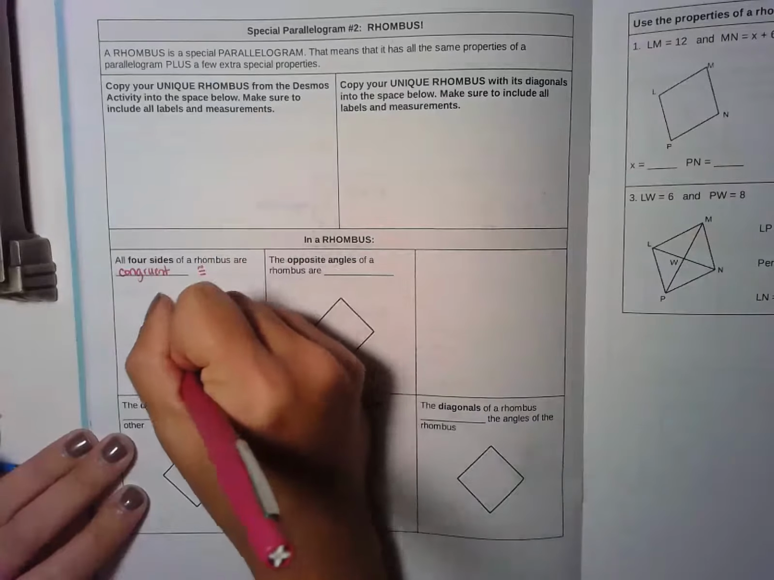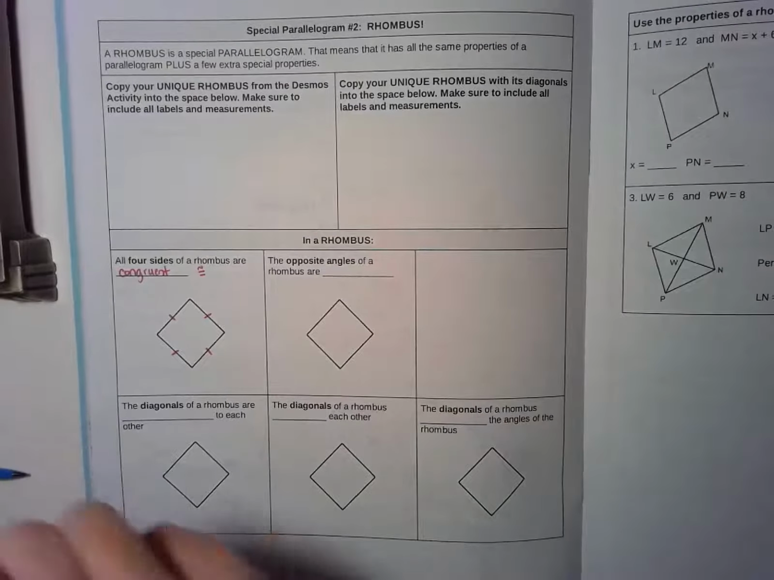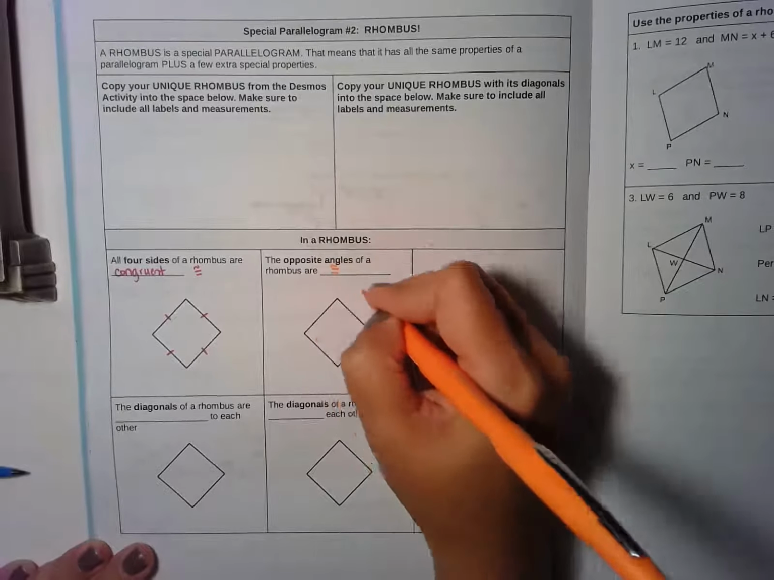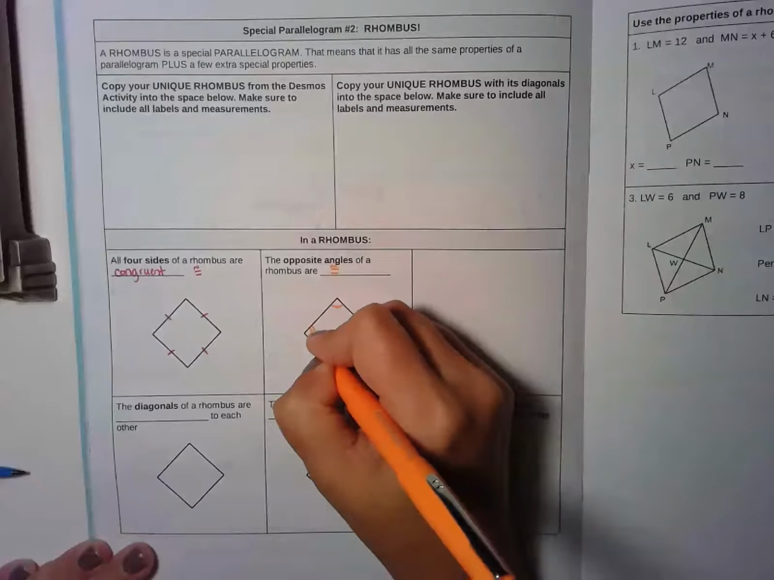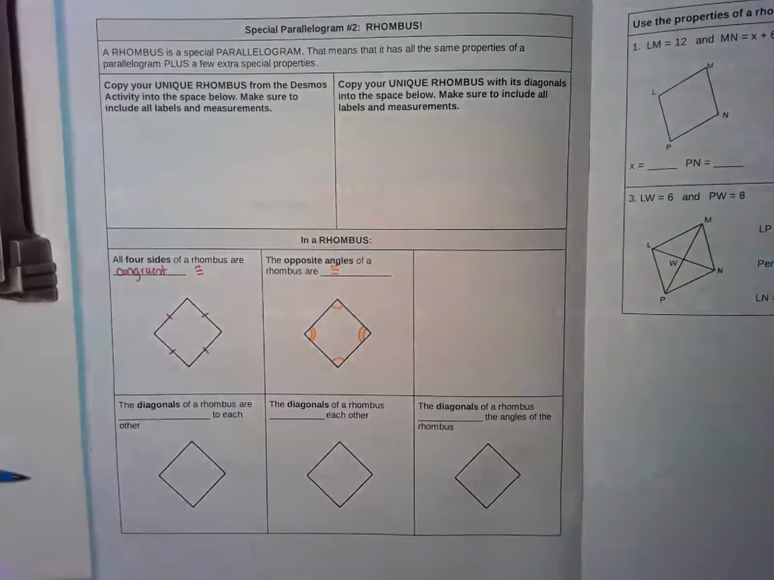So all 4 of the sides of a rhombus are the same size. Also, the opposite angles are congruent. So this angle is the same size as this one, and this angle is the same size as this one. Now let's talk about the diagonals.